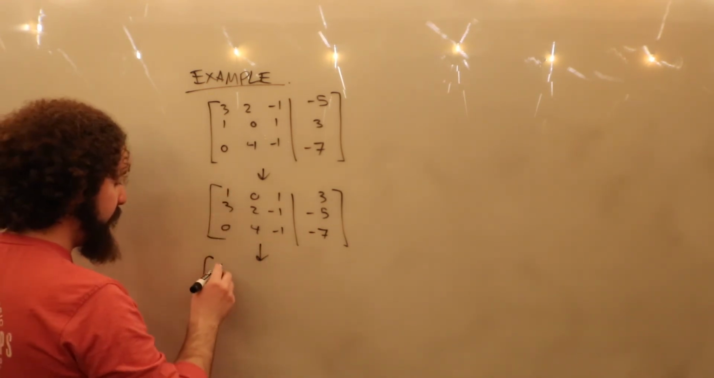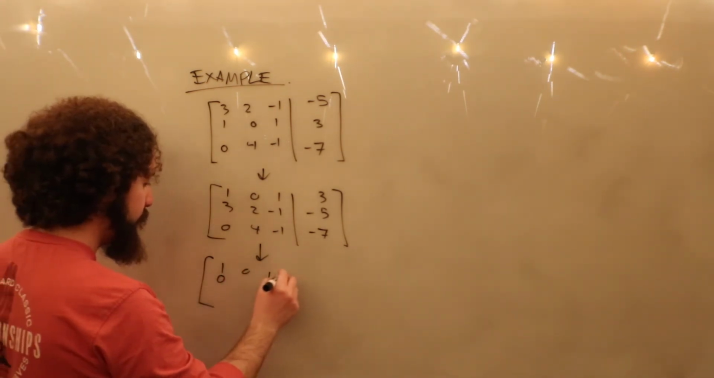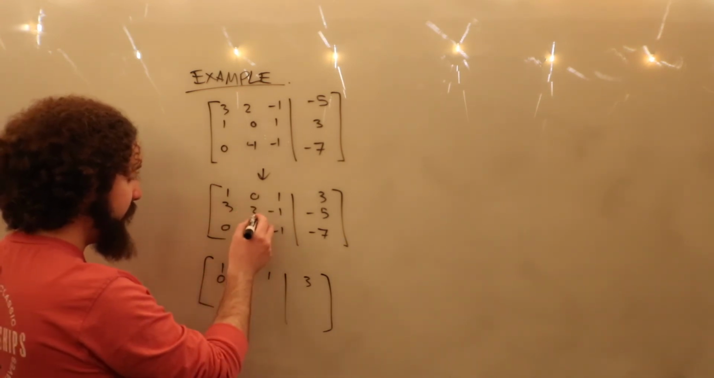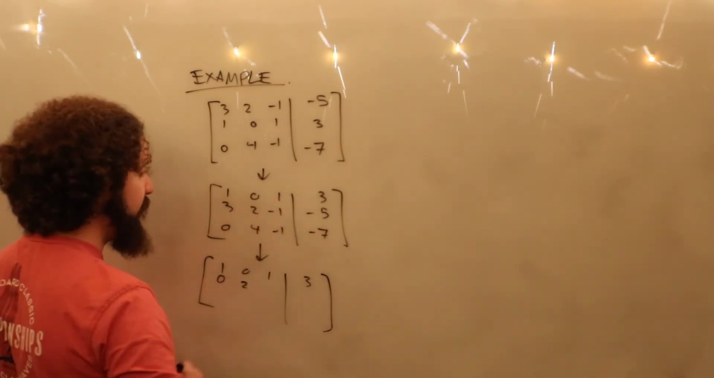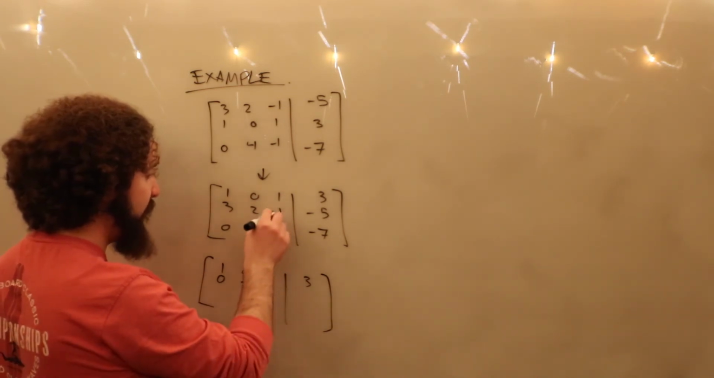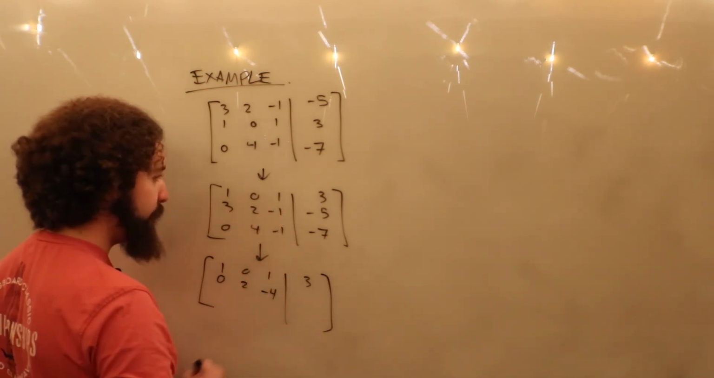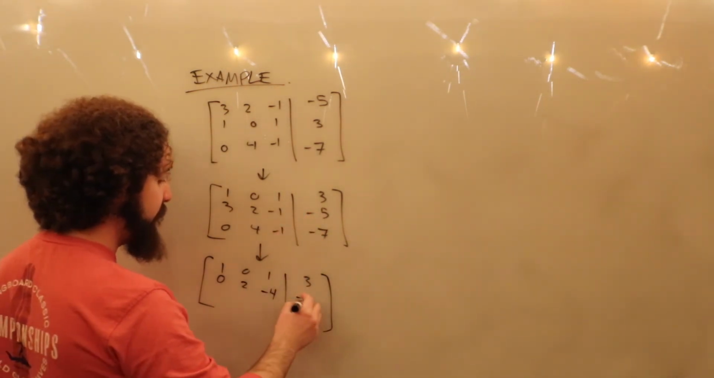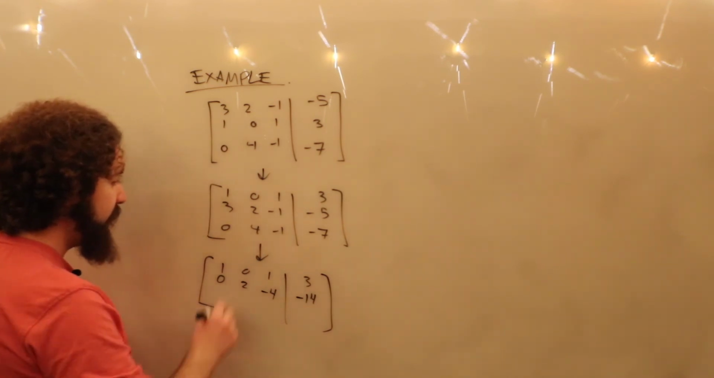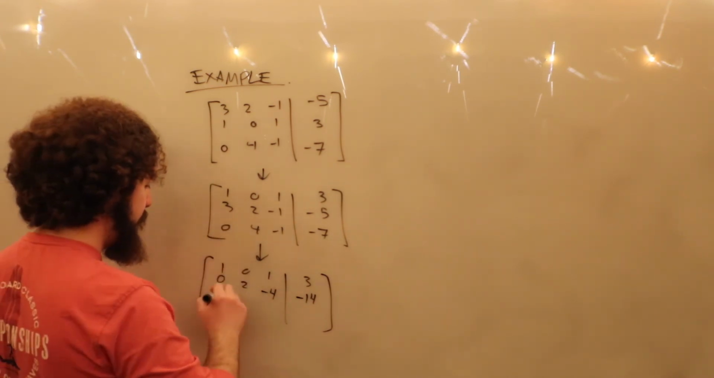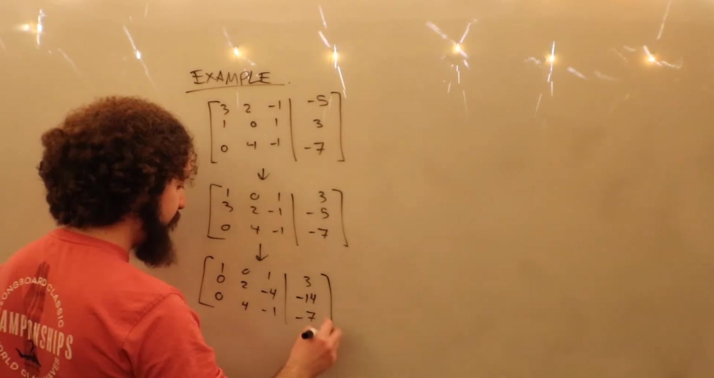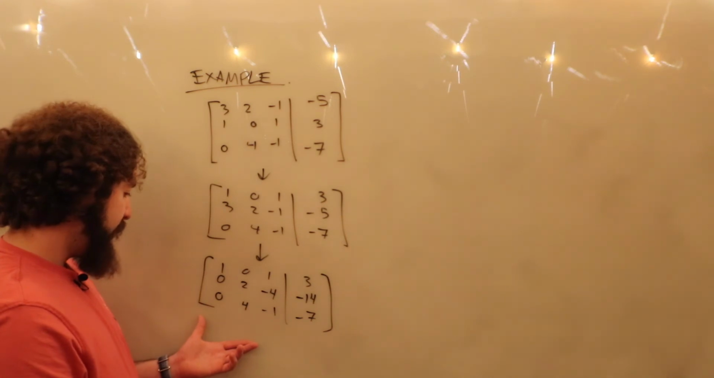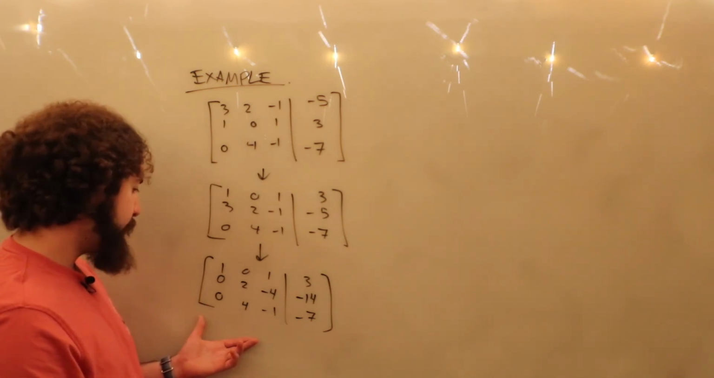So -3 times 1 plus 3 is going to be 0. Then we're going to have -3 times 0 plus 2 is 2. -3 times 1, -3 minus 1 is -4. -3 times 3 is -9, plus -5 is -14. And 0, 4, and -1 and -7 just as before. Alright, so this is our augmented matrix right now. We're getting close, but we're not quite there.